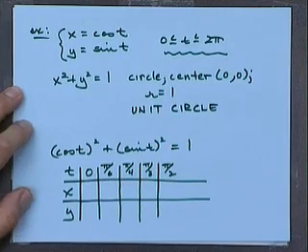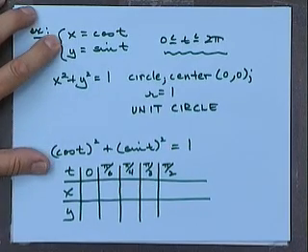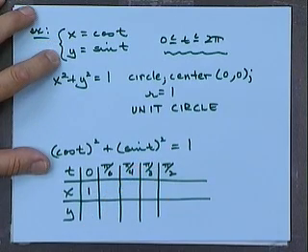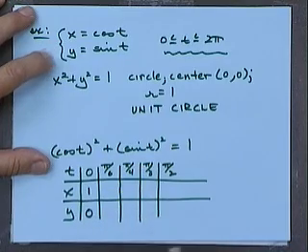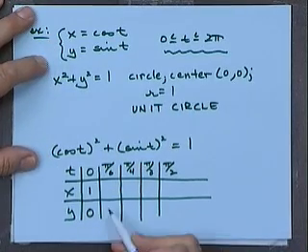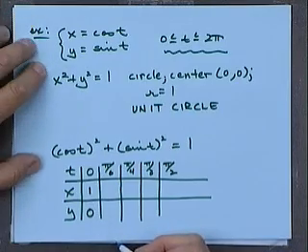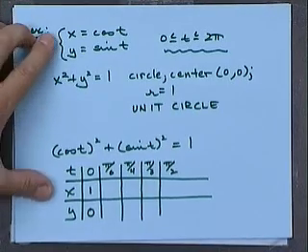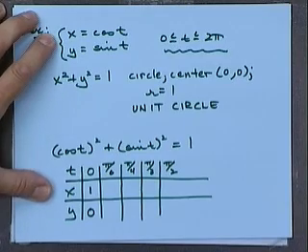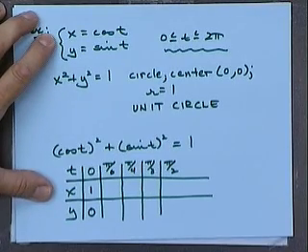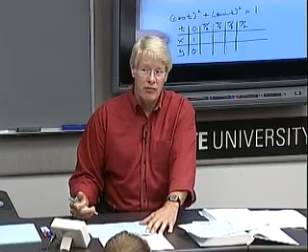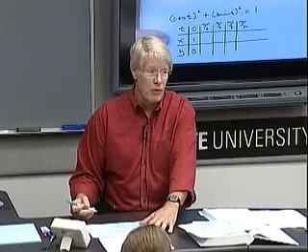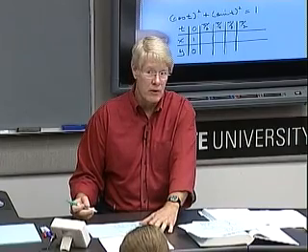When t is 0, x equals cosine 0. What's that? 1. Y equals sine of 0, 0. So there's our first Cartesian point, 1, 0. How about pi over 6? What's the cosine of pi over 6? 1/2? No. Square root of 3 over 2? Yes? That sounds right.